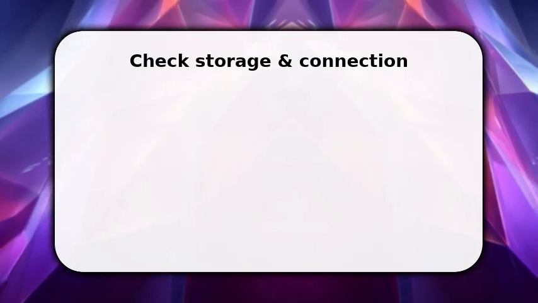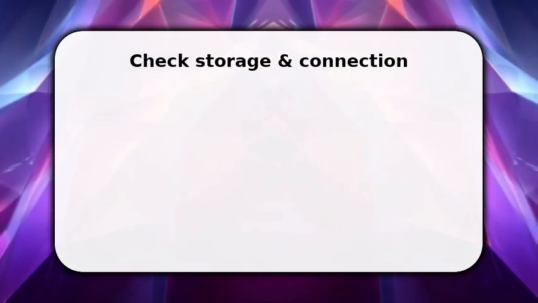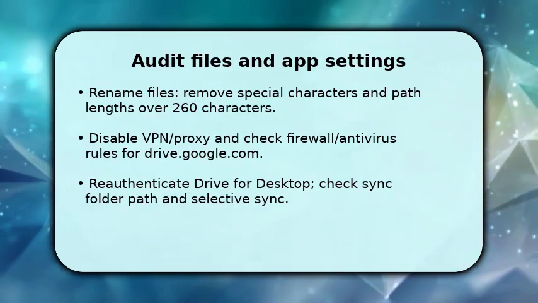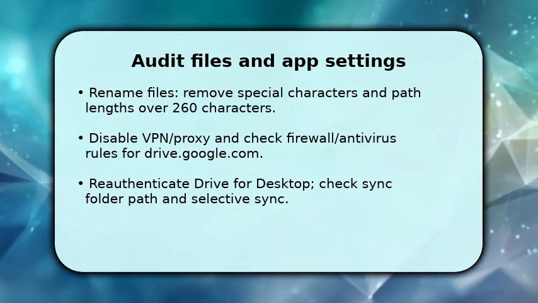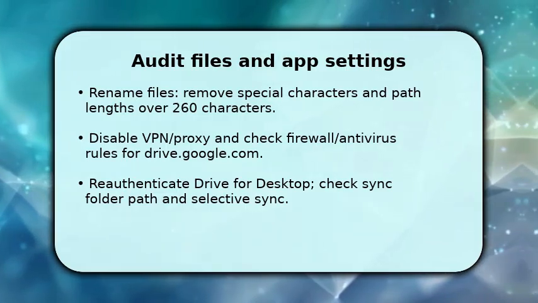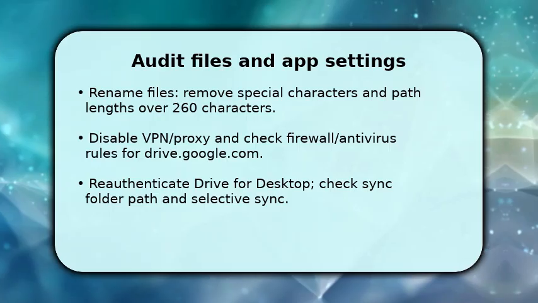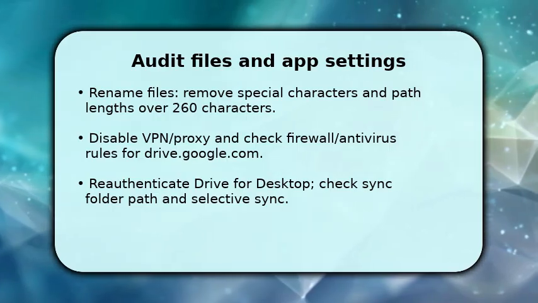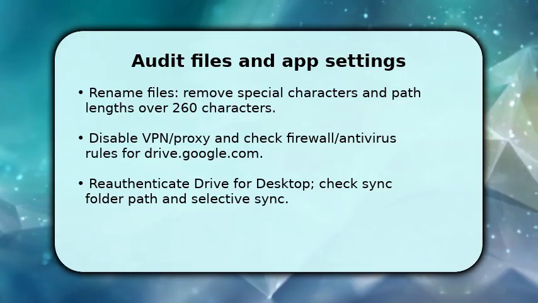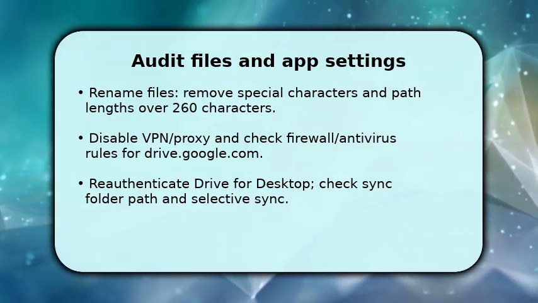Now you dig into file and app details because stubborn uploads are often caused by file names, sync settings, or security layers. Rename files to remove emojis, trailing dots, or long nested paths. Windows path limits can block transfers. Disable VPN or proxy temporarily and inspect firewall or antivirus rules that might throttle HTTPS to Drive.